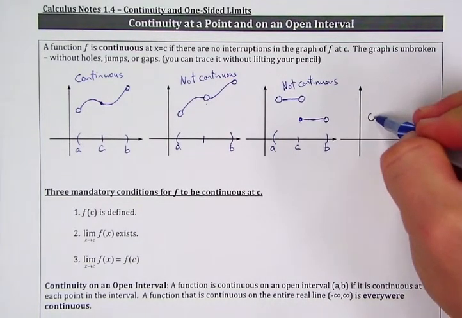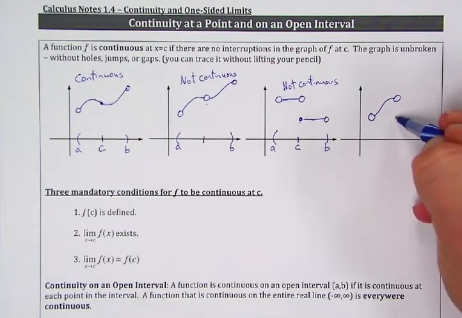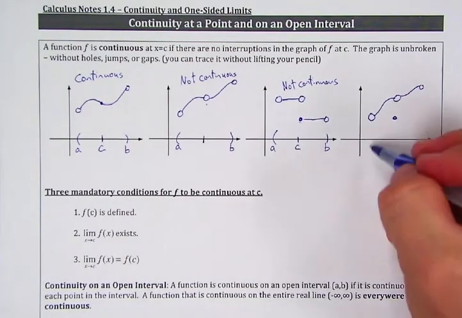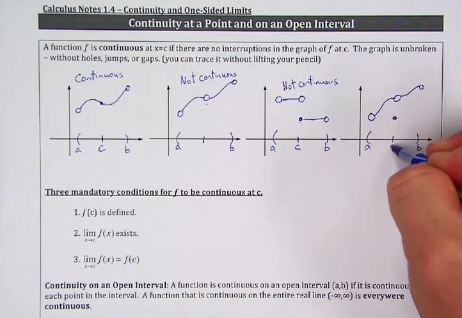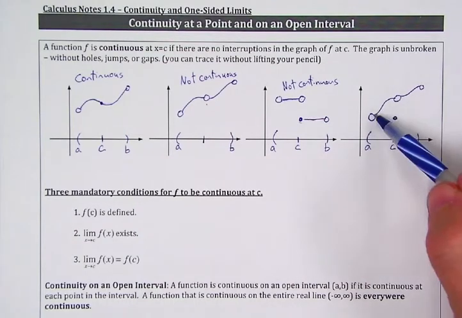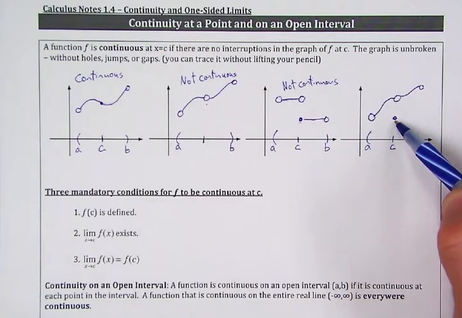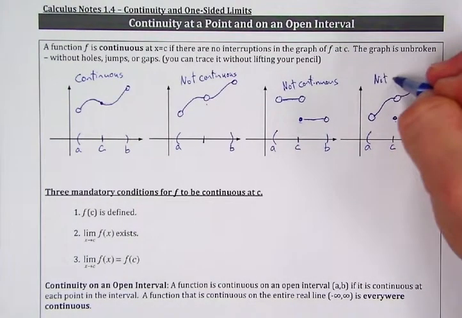And there's one other example I want to show you. We could have a function here. This function is not continuous at c, even though f of c exists, because as we trace this curve, we would have to jump down, plot that point, jump back up, and then keep going. So this is not continuous either.